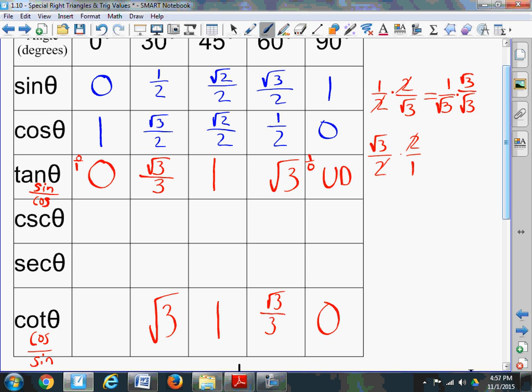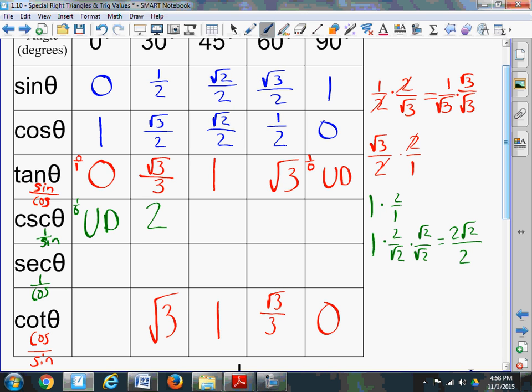All right, then we have cosecant and secant, so cosecant is 1 over sine, and secant is 1 over cosine. All right, so if I look at sine, I have 1 over 0, which is undefined. And then I'd have 1 divided by 1/2, which would be 1 times 2 over 1, so that's just 2. Then I'd have 1 divided by root 2 over 2, so 1 times 2 over root 2. And I'd have to rationalize that. So I'd get 2 root 2 over 2.